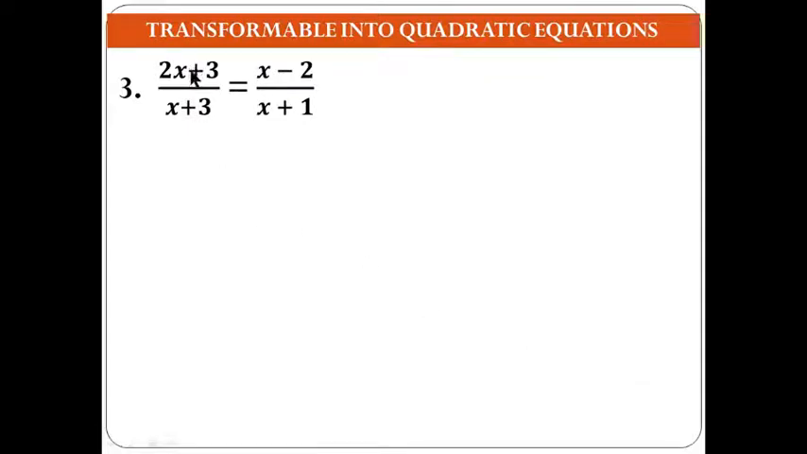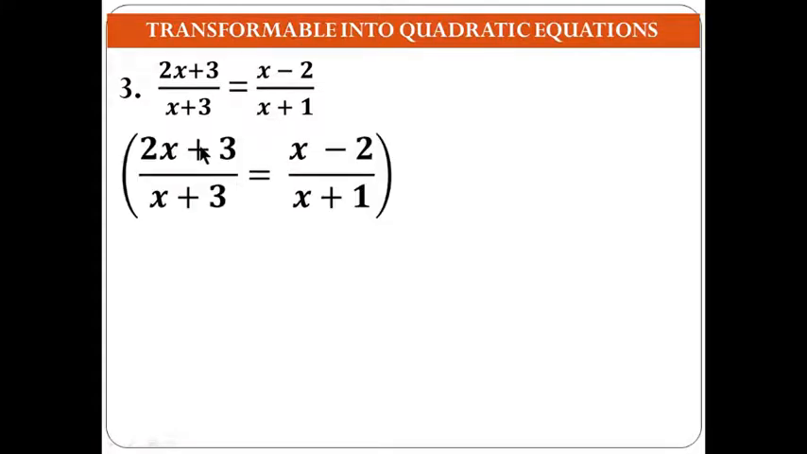Another: 2x plus 3 over x plus 3 is equal to x minus 2 over x plus 1. So, dapat yung mga x dito, hindi dapat pwede magiging negative 3 ang x. And dito naman, di pwede magiging negative 1. So, now identify the LCD. So, yung ating LCD is x plus 3 and x plus 1. So, gaya ng ginawa kanina, divide and multiply.